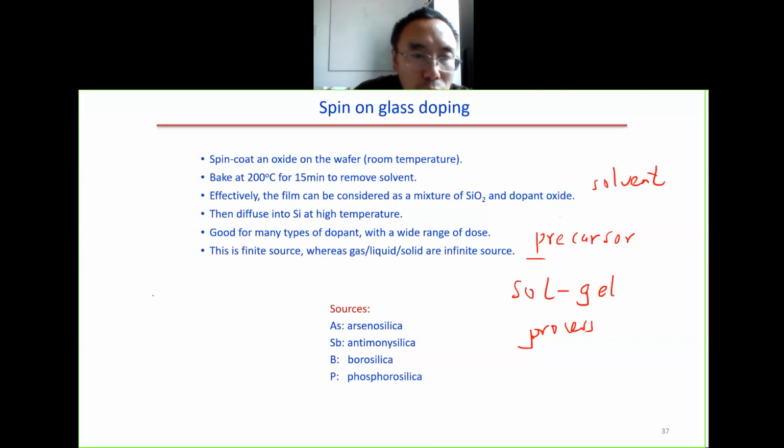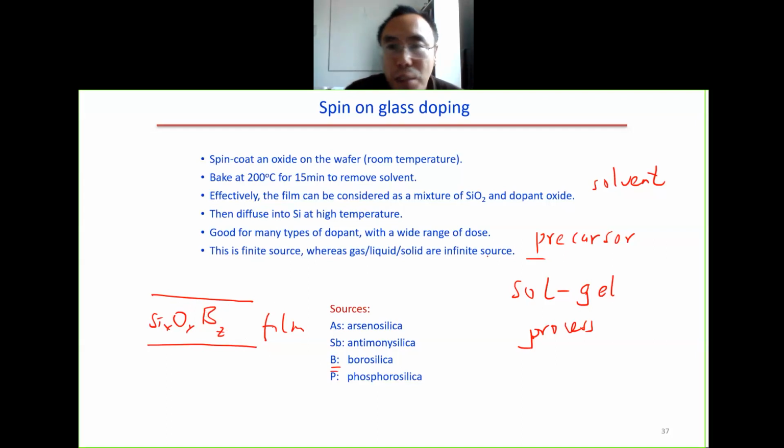Then we do the spin coating. In the spin coating, we get this film. This film contains silicon, oxygen, and a dopant. For example, it may contain boron. It contains silicon X, Y, Z. This is a precursor. Then we do a high temperature process. We do the baking process to remove the solvent. So the film can be considered as a mixture of silicon oxide and dopant oxide. For example, it can be arsenosilica, antimony silica, borosilica, phosphorus silica. This is the boron. This one is called a borosilica.